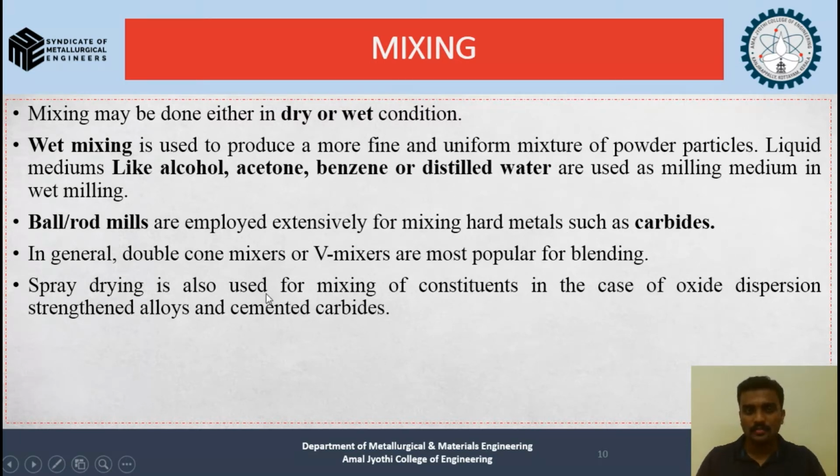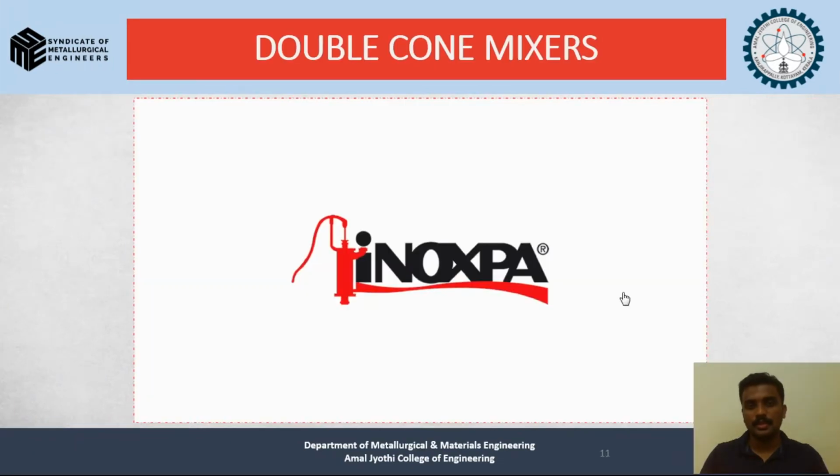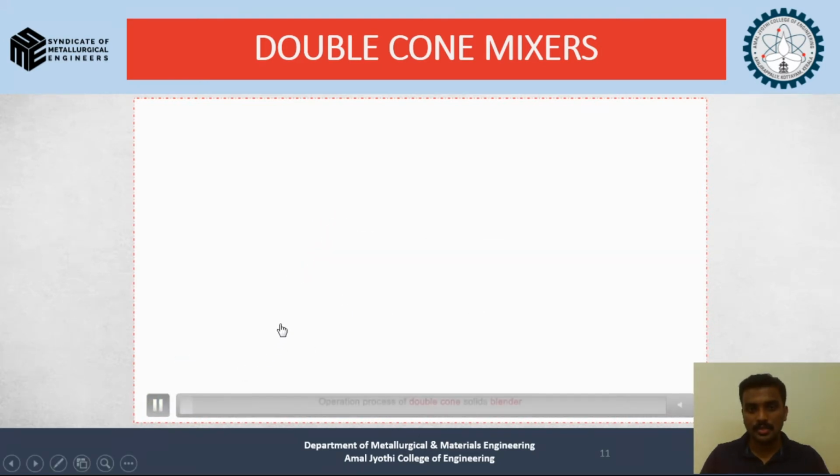So in general, we have different types of mixers, that is the double cone mixers. The V mixers are the most popular when it comes to blending and mixing operations. Spray drying is also used for mixing of constituents in the case of oxide dispersion strengthened alloys or cemented carbides. So this is also a process called spray drying we use for cemented carbides or strengthened alloys. This particular video will explain the double cone mixer, and this video is made possible by Inoxpa. This particular video is available on YouTube.